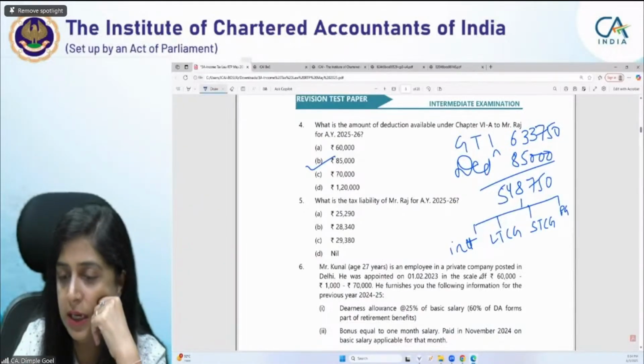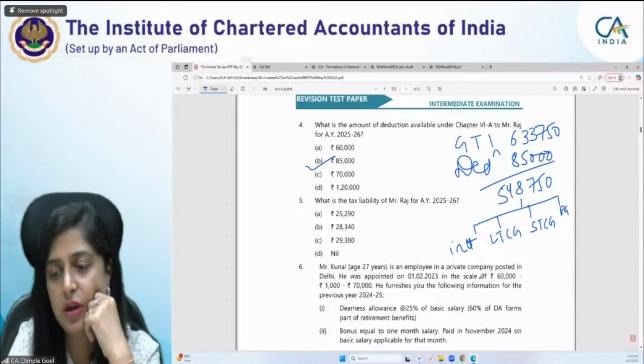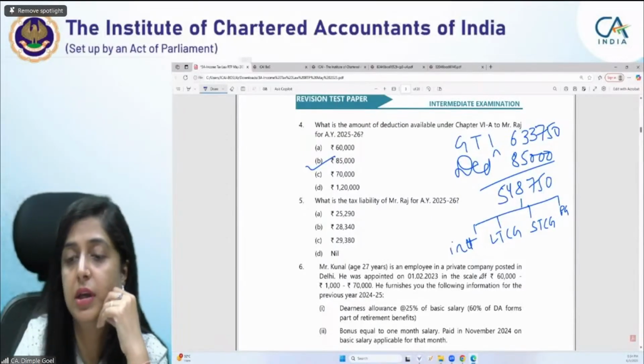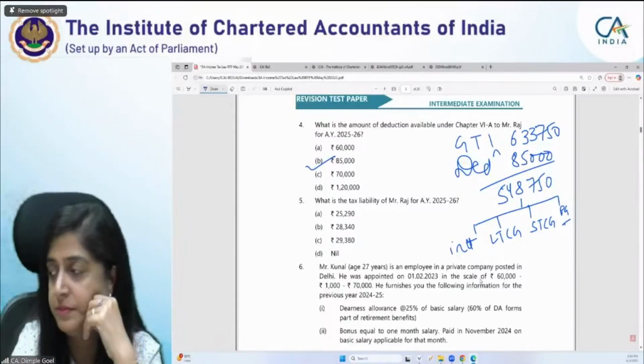I can help you in the bifurcation also. The 85k deduction, definitely it cannot be from the LTCG. So we can exclude it. Suppose I am assuming that I am giving this 85k deduction against the PGBP income. Or do I need to bifurcate it?